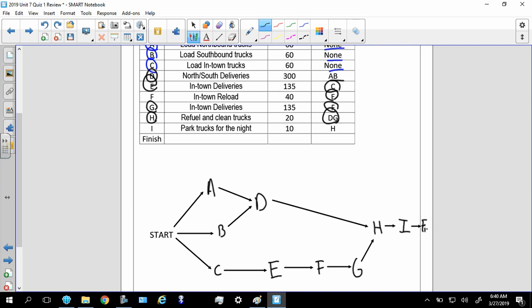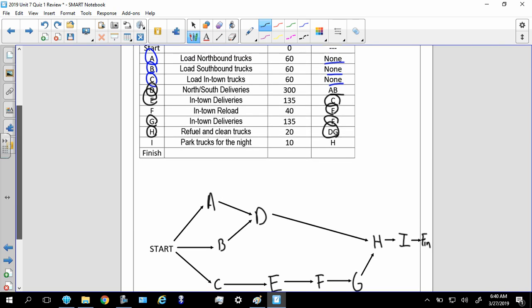Fin. Just barely. All right, so there's my task. I'm going to go ahead and just put in the times here. I'm going to do this in red, just to show up a little more. A has 60, B has 60, C has 60, D has 300, E has 135, and these are minutes, FYI. F is 40, G is another 135, H is 20, I is 10. All right, there we go.